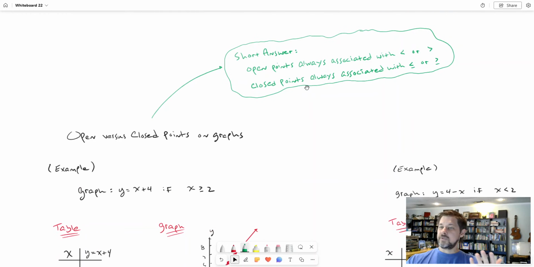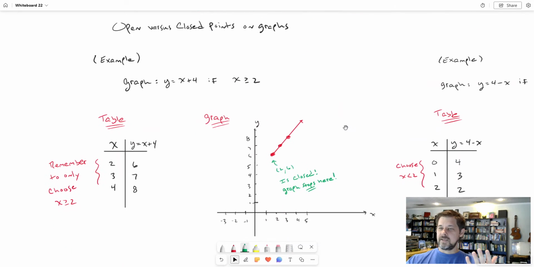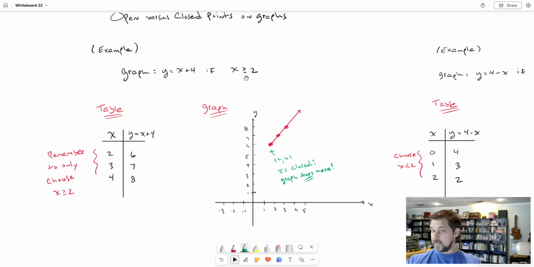I said closed points are always associated with less than or equal to or greater than or equal to. Notice my instructions here say x is greater than or equal to 2. That alone would tell me that the point is closed. The point associated with the end of that graph is going to be closed just for that reason. Another reason is that this point, just like all the others I've drawn there, do you see this dot right here? That's a closed point. They're all closed. Why is that? Well, because they're actually on the graph.